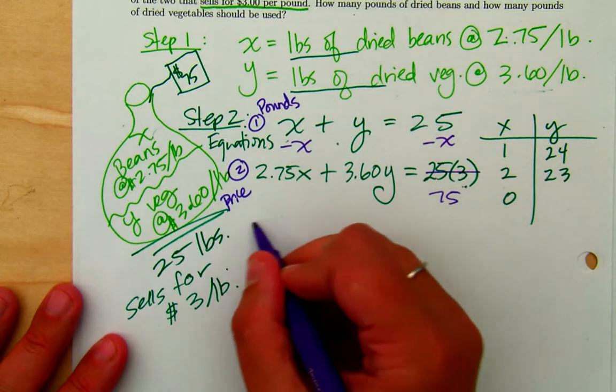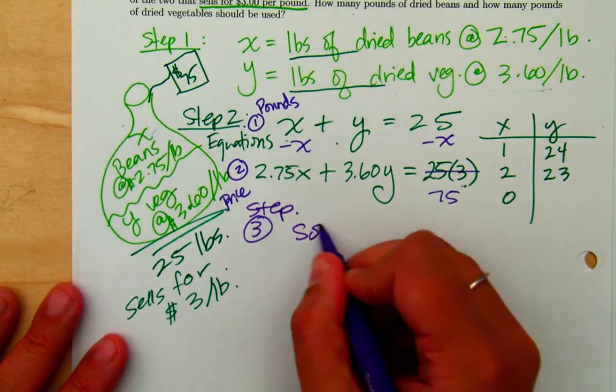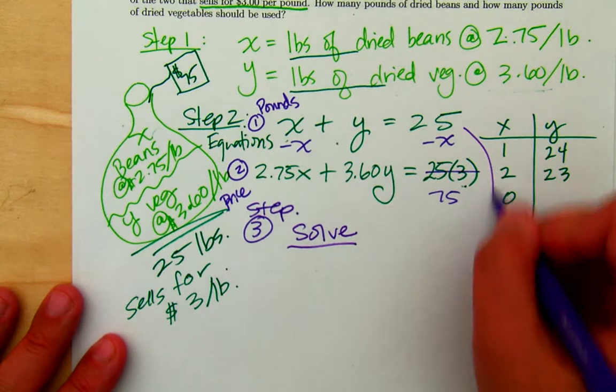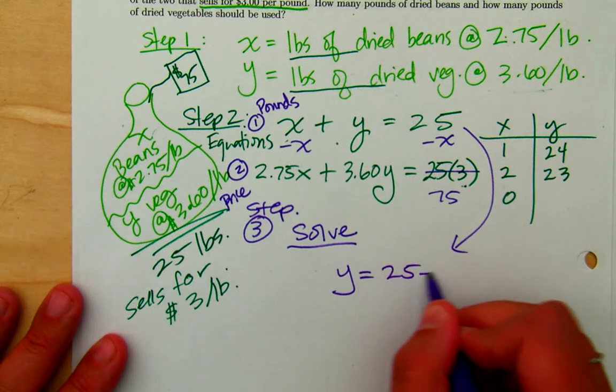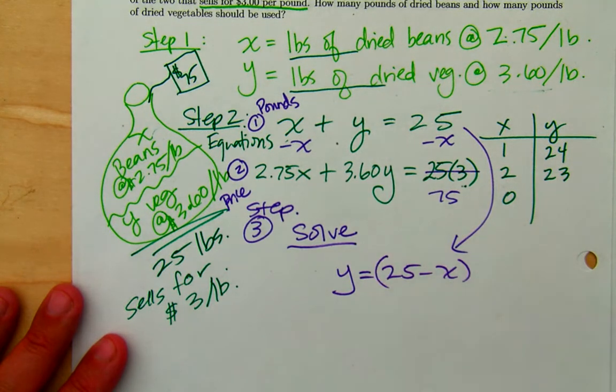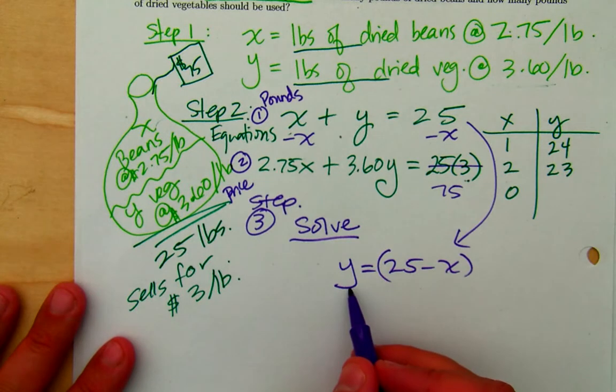So this is step 3. Step 3 is to solve. So we took X away from both sides, 25 minus X. And now we've set that one equal to Y, so we have one variable by itself.